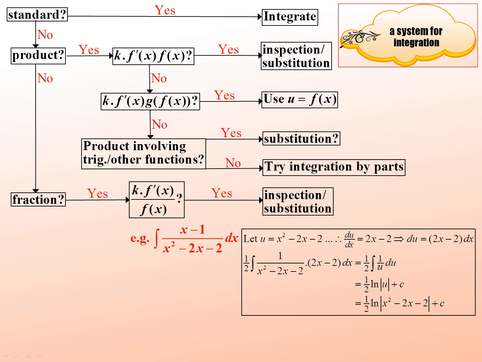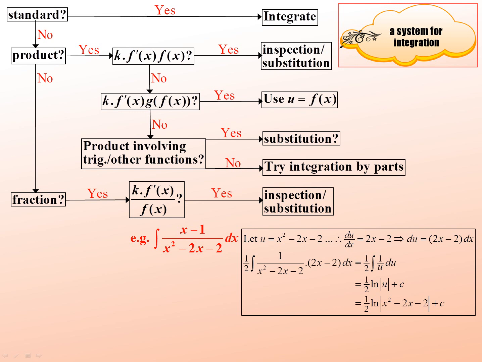So u equals that, du by dx. du equals 2x minus 2 dx. Now I only have x minus 1 dx, so I'm going to say 2x minus 2 and introduce a half on the outside. So there's your du, and there's 1 over u. Now, of course, the integral of 1 over u becomes ln of u. And strictly speaking, we should put it in absolute value because we cannot have ln of a negative.